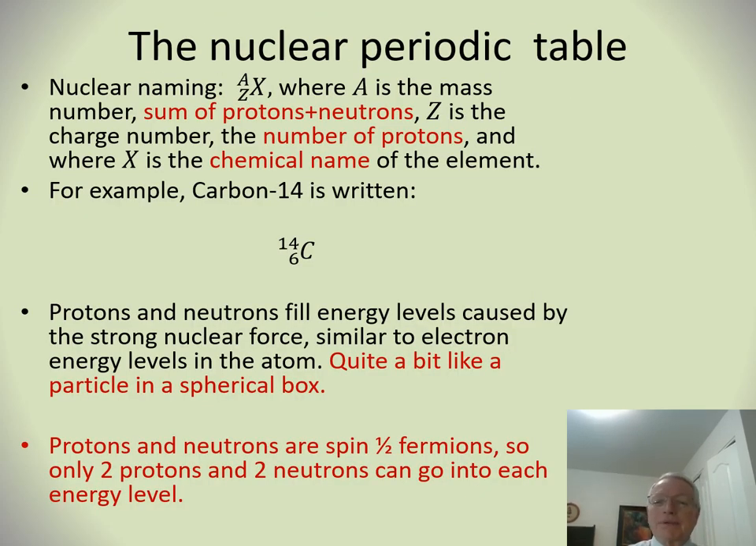All right, there is a nuclear periodic table, just like there's an atomic periodic table. The naming scheme that we use for nuclei is similar to what we use for chemical elements. There's a number that's up in front of a letter symbol. That's called A. And A is the number of neutrons plus protons. The number that's down, the Z, that's the charge number. It's the number of protons, which of course then is also the number of electrons in the atom that this is the nucleus of. And then in that X spot, you put the chemical name of the element. So for example, carbon 14: carbon has six protons. Carbon 14 has eight neutrons. And so it has 14 neutrons plus protons, and we put the C there to remind ourselves we're talking about carbon. It's redundant. The 6 also tells us we're talking about carbon, but it's become traditional to give these elements names, and so that's how we do it.